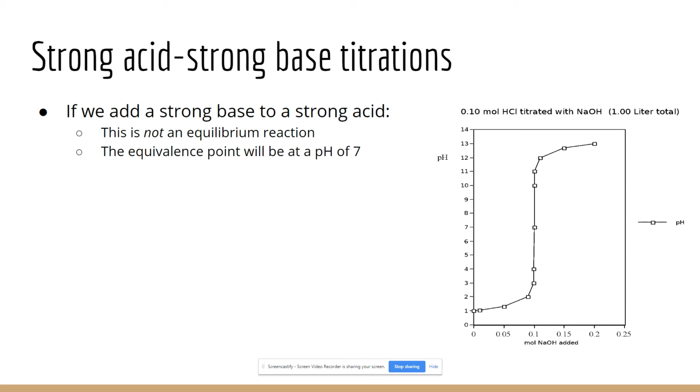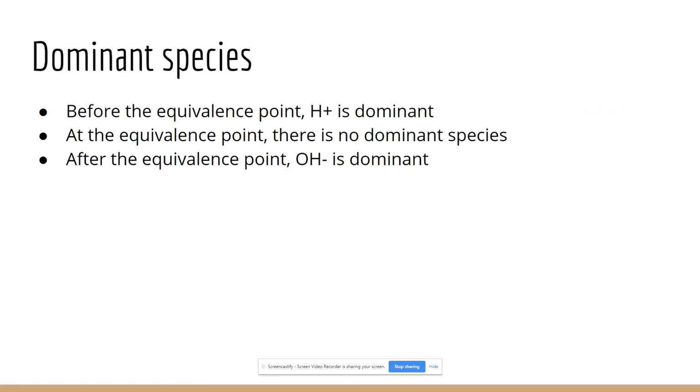Since this is not an equilibrium reaction, the way that you're able to predict the pH changes would be just through some stoichiometry calculations: figuring out before the equivalence point how much H plus you have and taking the negative log of that, and after the equivalence point, figuring out how much hydroxide is left over, converting that to pOH, and then converting that to pH. Pause here.